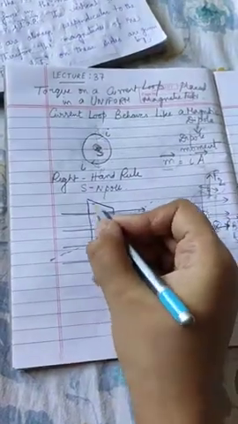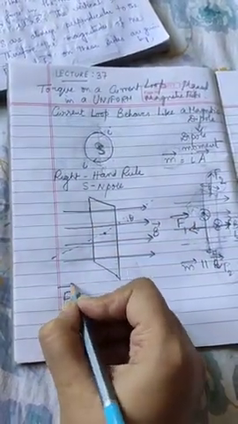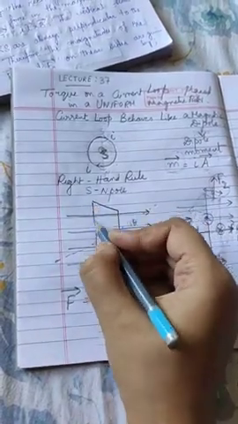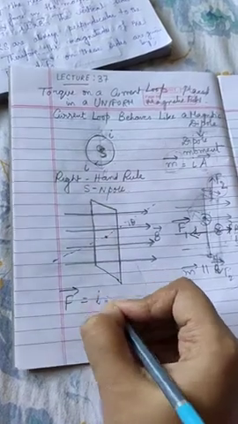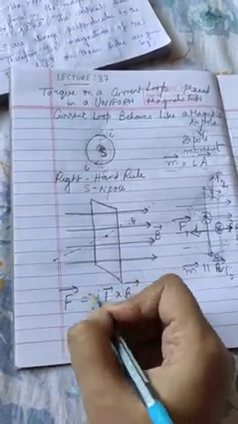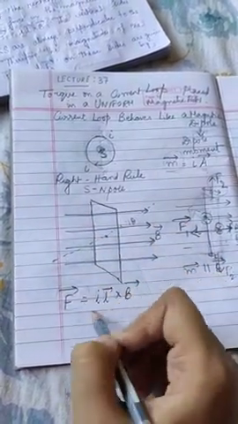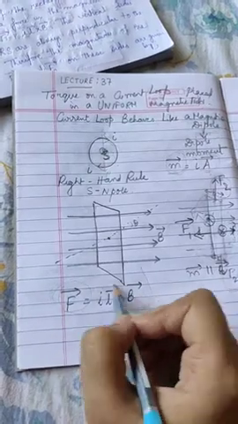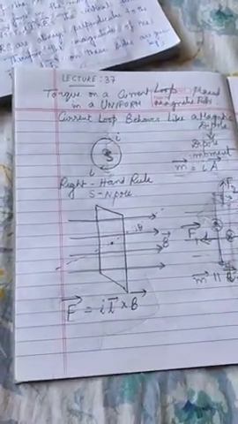Now this side is of length L. Each side of the loop will experience a force given by I L cross B. Do you remember the force acting on a current carrying wire placed in a magnetic field, I L cross B, and the direction of this force is given by Fleming's left hand rule. We'll continue in the next video.